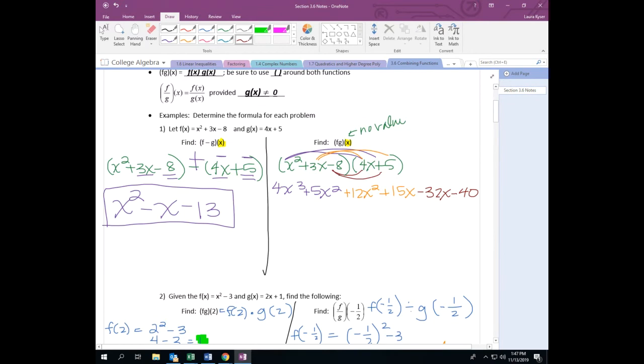Now, once we do all the multiplication, we've got this big long line of terms here. We want to go through and combine any like terms and get this thing in simplest form. So let's see. We start off with the 4x cubed. There are no other x cubes here. Then we've got a 5x squared and a 12x squared. When we combine those, we get 17x squared. Then I see a 15x and a minus 32x. So 15 minus 32 is going to give me negative 17x. And then the last term there is a constant. There are no other constants in here, so we've got a minus 40 that we tack on there at the end.